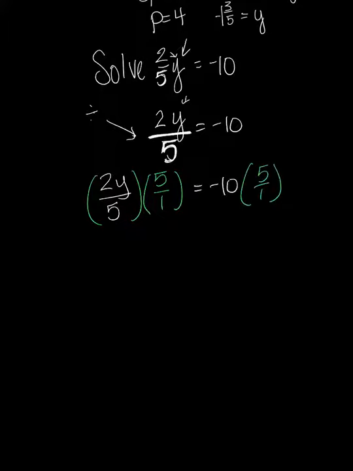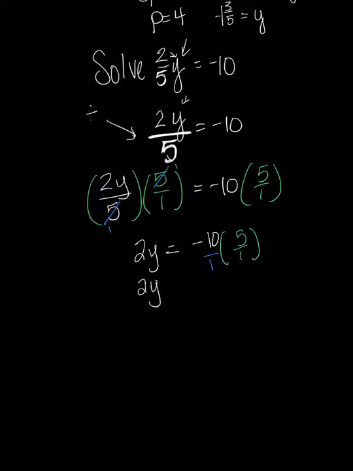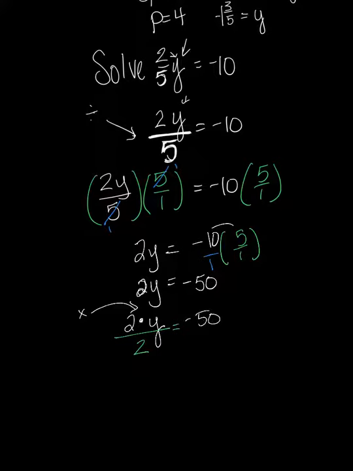All right, let's see if we can solve this. At this point, my 5s end up crossing out, and I get 2y equals negative 10 over 1, times 5 over 1. All right, let's solve: 2y equals, multiply these across, negative 50. Now I have multiplication going on because 2y is the same as 2 times y. So my operation here is multiplication. The opposite is division. So to get y by itself, I've got to divide this whole side by 2. And what I do to one side, I've got to do to the other. At this point, my 2s cross out. I've got my y, and negative 50 divided by 2 equals negative 25.